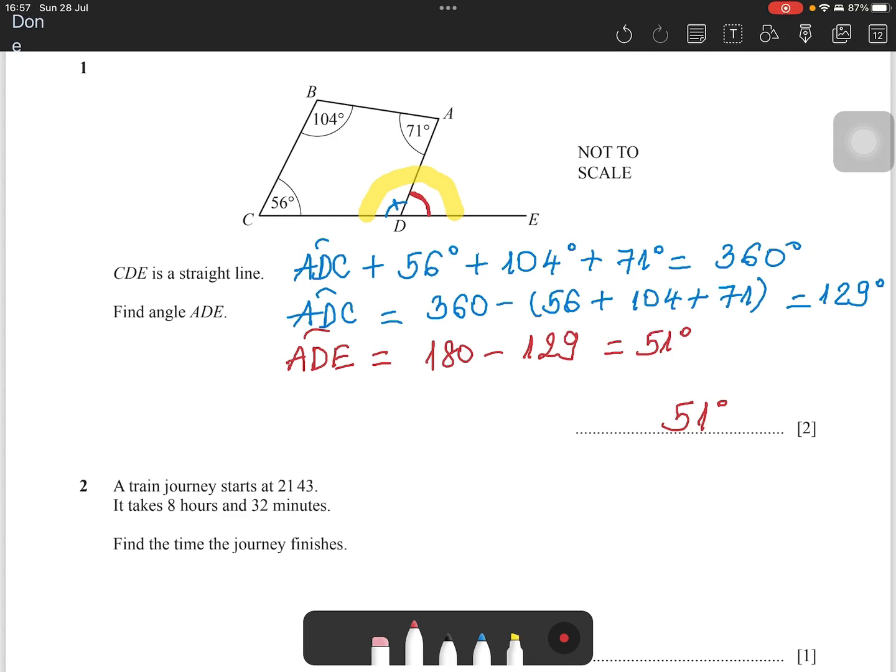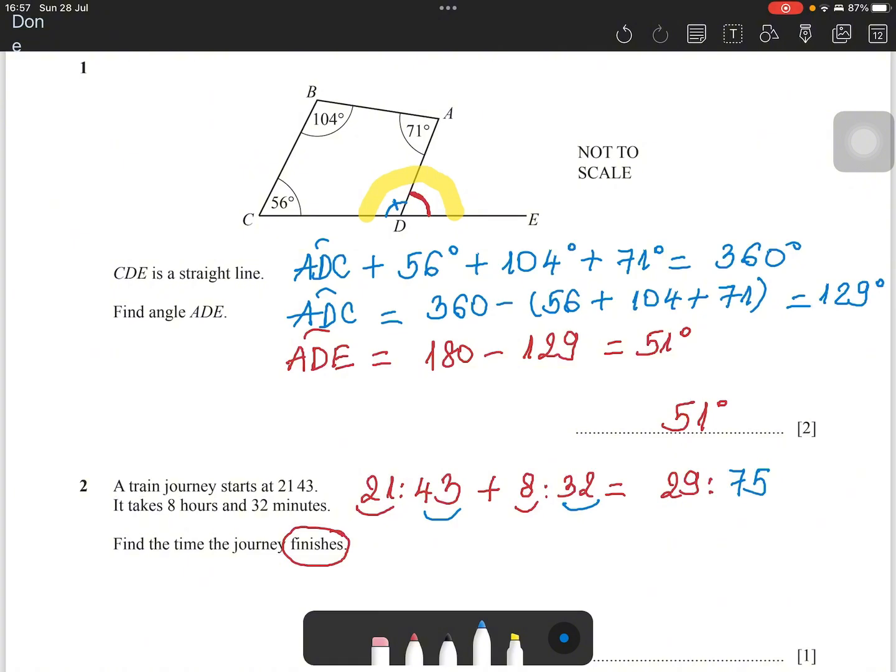Question 2. A train journey starts at 21:43. It takes 8 hours and 32 minutes. So find the time the journey finishes. So we add up 21:43 and 8 hours 32 minutes. 21 plus 8 is 29. 43 plus 32 is 75. Then we split 75 into 1 hour and 15 minutes. So 1 hour plus 29 is 30 hours and 15 minutes.